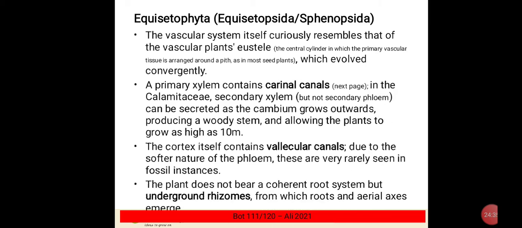Another point about Equisetophyta is that the plant does not bear a coherent root system, but has an underground rhizome. Rhizomes are root-like structures which obtain nutrients and water from the soil. Therefore, they do not bear roots. Instead, we call the root-like structures the underground rhizome. These rhizomes are used to obtain water and mineral salts instead of having roots.